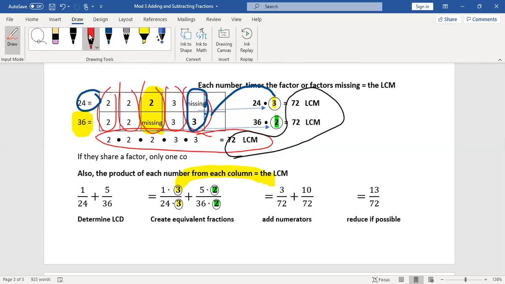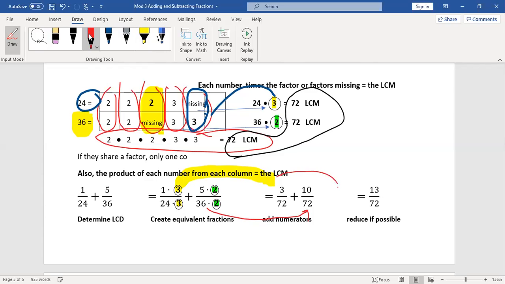My 5 over 36, well, I know I had to multiply 36 by 2 to get 72. So I had to do that to the numerator and denominator, which gives me 10 over 72.